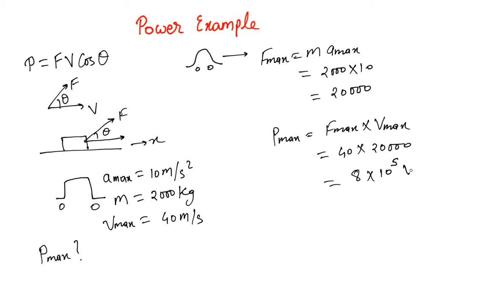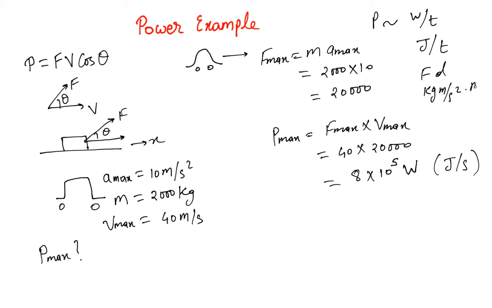5 watts. The unit for power is watt, or watt is also actually joules per second, because we already know that power has the same unit as work over time, and work has units joule. And you may recall that joule has units of force times distance, which means kilograms meters per second squared times meters, which gives me kilograms meter squared over second squared. This whole thing is a watt. Okay, so that is one example.